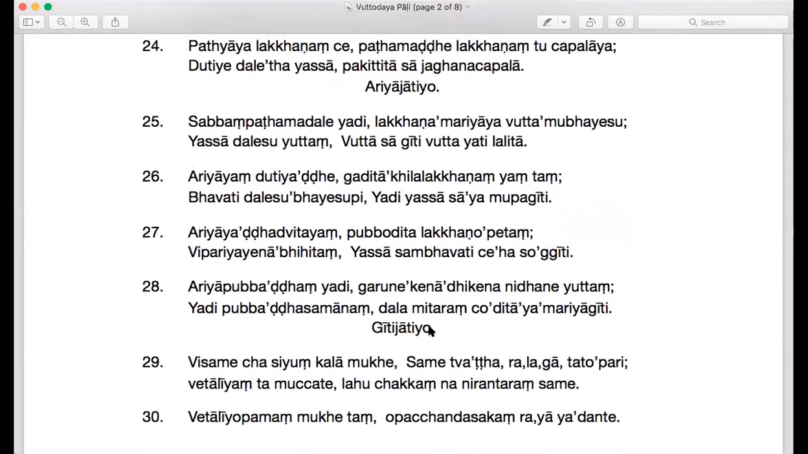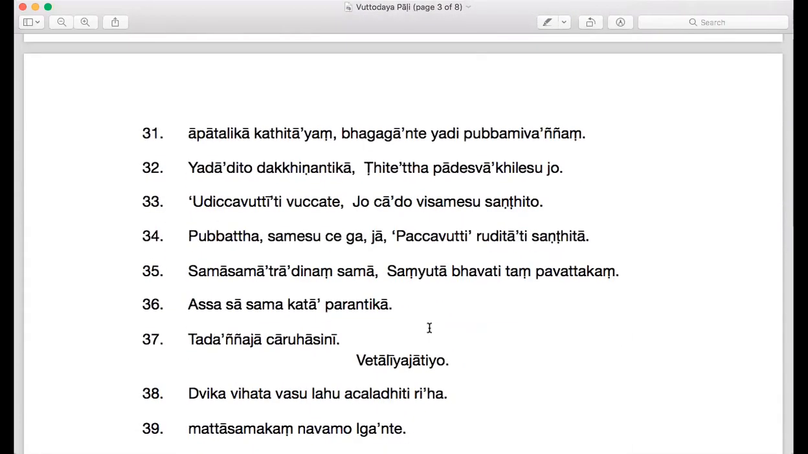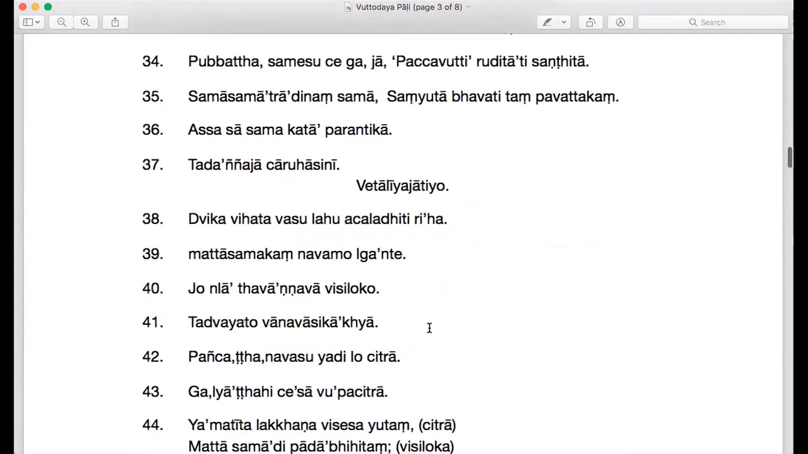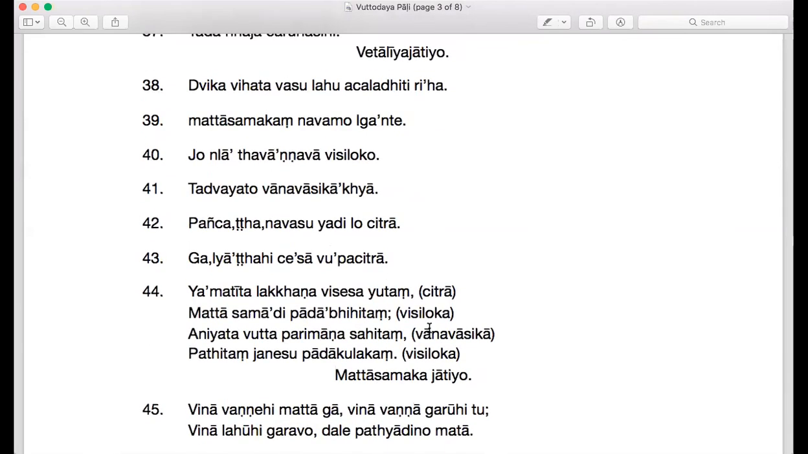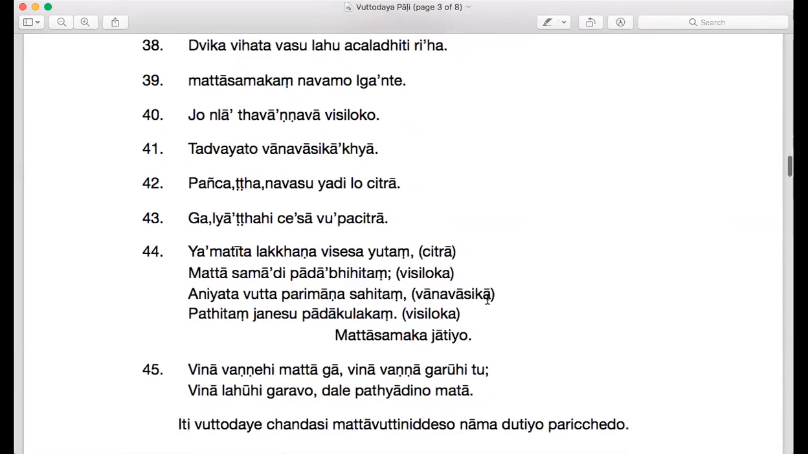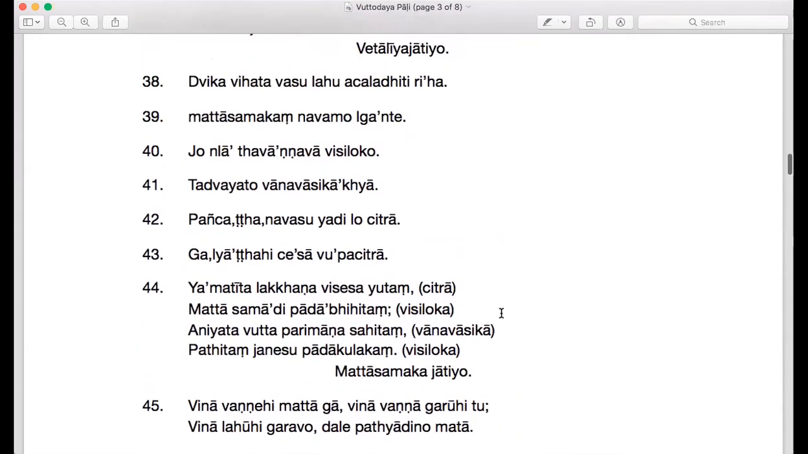There were only 4 verses in the second section. And last week, we finished Vetaliya Jati, the third section of the second chapter. So now we are going to the fourth and last section of the second chapter, that is Matta Samaka Jati. There are 7 verses in the Matta Samaka Jati, and there is an extra verse, the 45th verse, about a calculation. So altogether there are 8 verses.